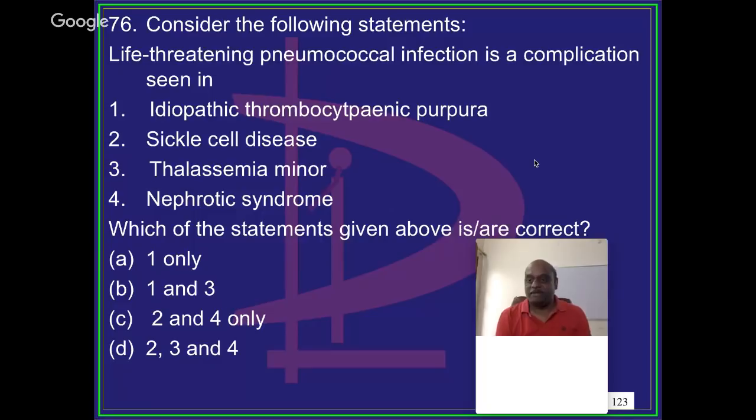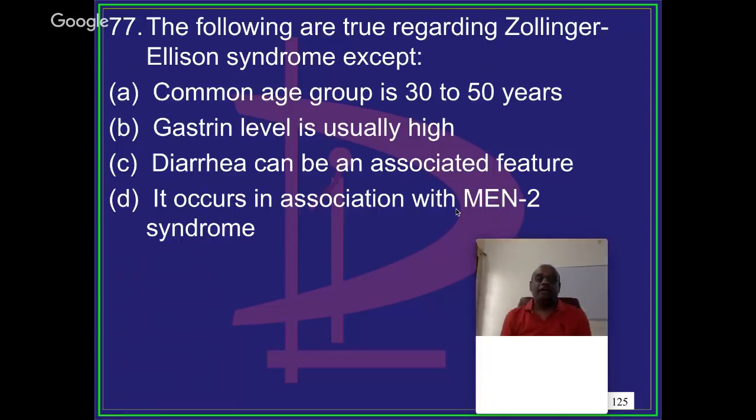Life-threatening pneumococcal infection. Where do you see it? It is a very, very important question. So obviously you have sickle cell disease, nephrotic syndrome. Classical causes for terminal complement component deficiency lead to capsulated organisms like pneumococcus causing infections. Why? Because sickle cell has autosplenectomy, and nephrotic syndrome has loss of these complement proteins into the urine. So that is the reason the patients will have deficiencies of the terminal components of the complement pathway, is what you need to remember.